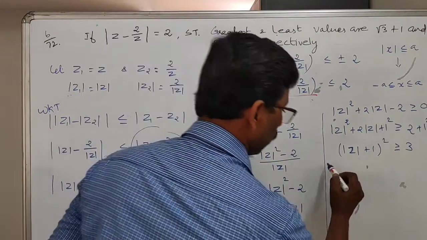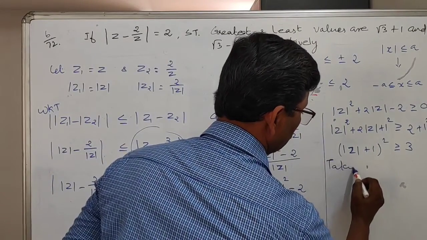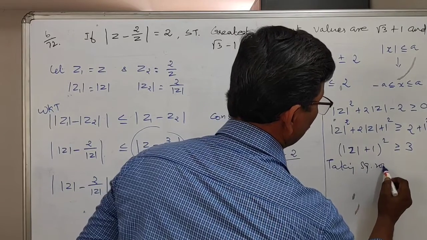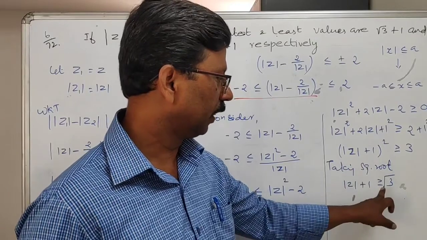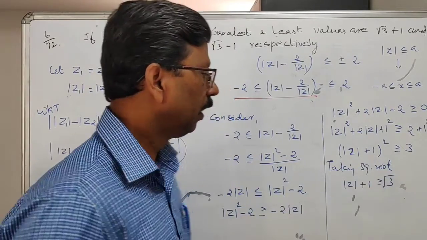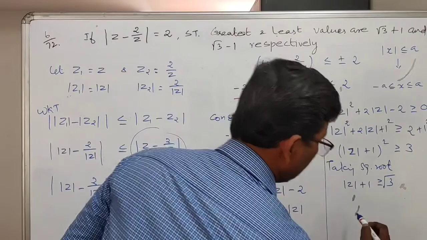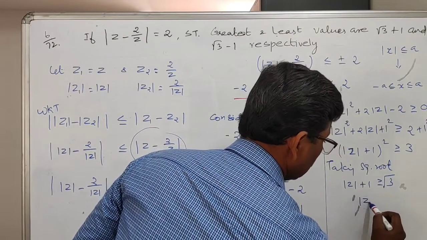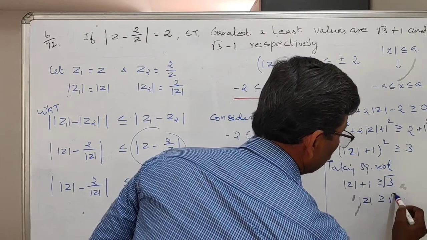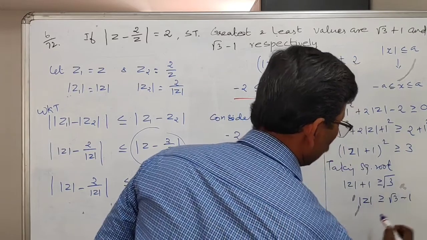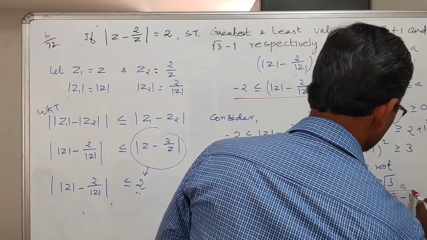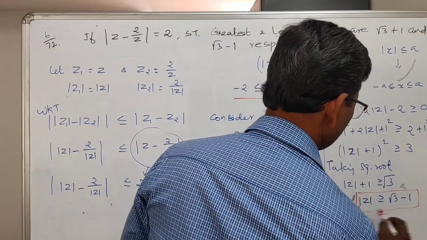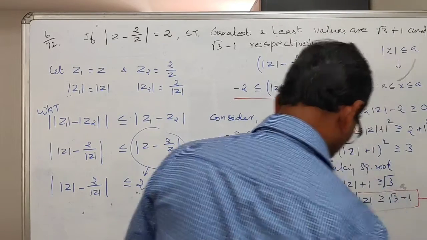Now taking square root, we can get |z| + 1 ≥ √3. Now we can take this 1 to the right hand side, you can write |z| ≥ √3 − 1. Now this is one result. Have it as equation number 1.